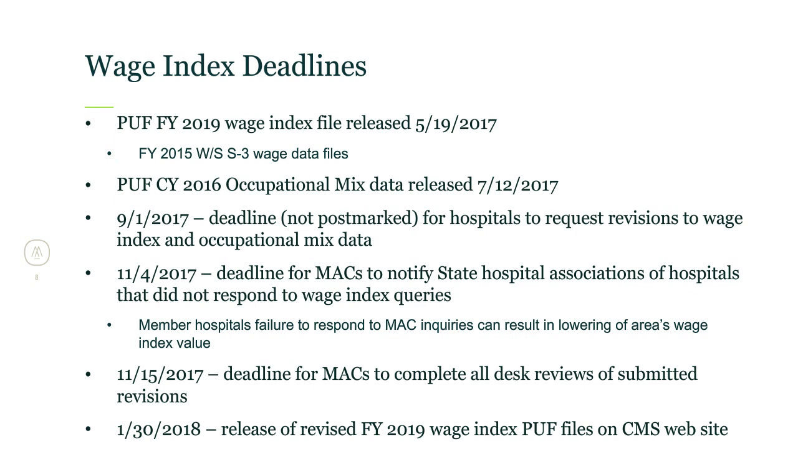The January 30th updated PUF file can also be used to develop a preliminary wage index factor for the upcoming federal fiscal year 2019 payment period. But it's important to realize that while the wage index data and occupational mix data is solidified in the January 30th PUF file, it is not final and it is still subject to change. So small changes to this data will continue to occur right up to the point where the final wage index factors are released in tables in next year's final rule.